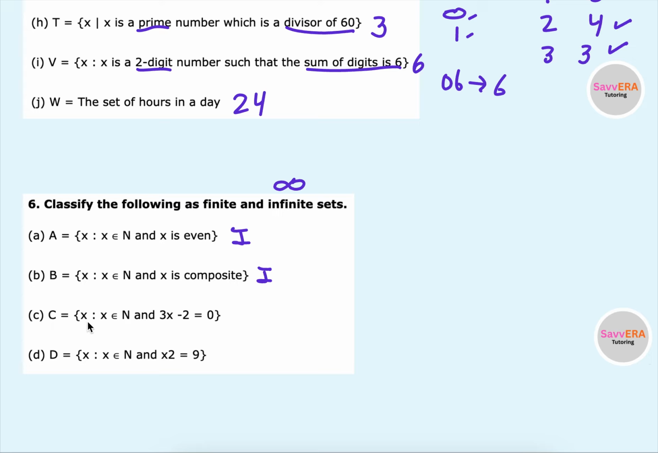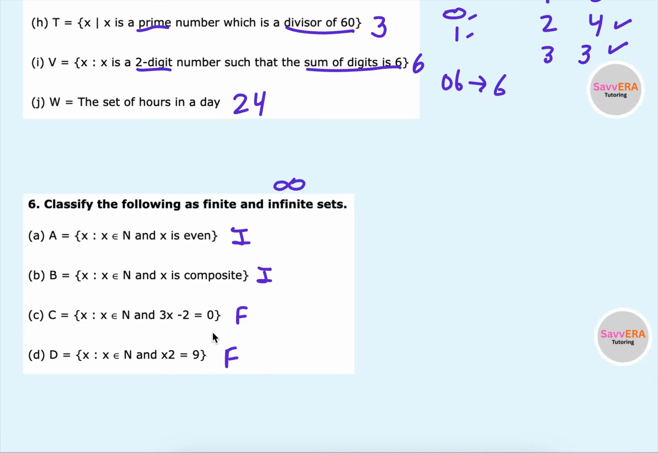Set C has x such that x is in N and 3 times x minus 2 equals 0. So only certain numbers can fulfill this criteria. So therefore, it is a finite set. D, it says set D contains x such that x is in N and x squared equals 9. So that criteria only can be fulfilled by certain numbers, so therefore it's finite.